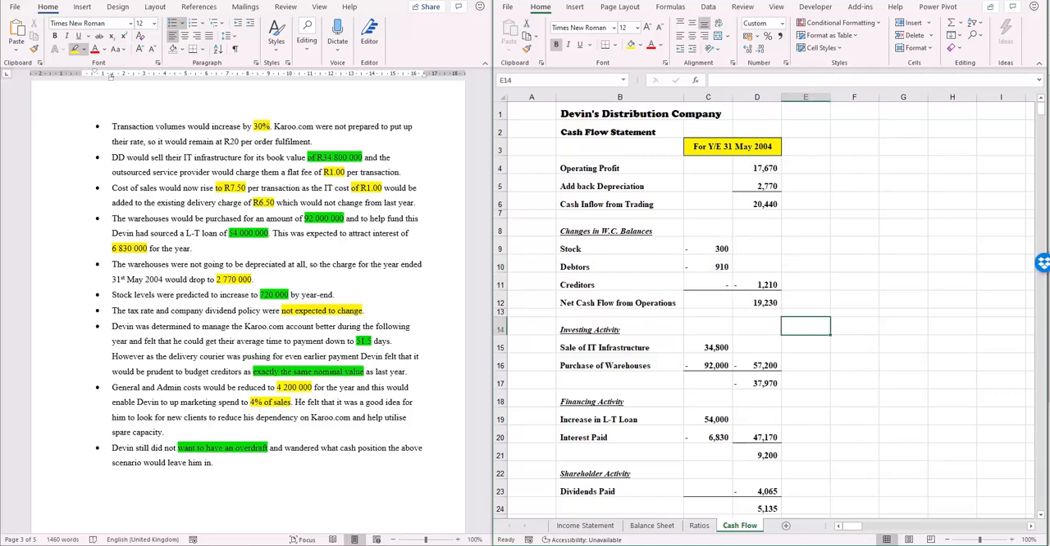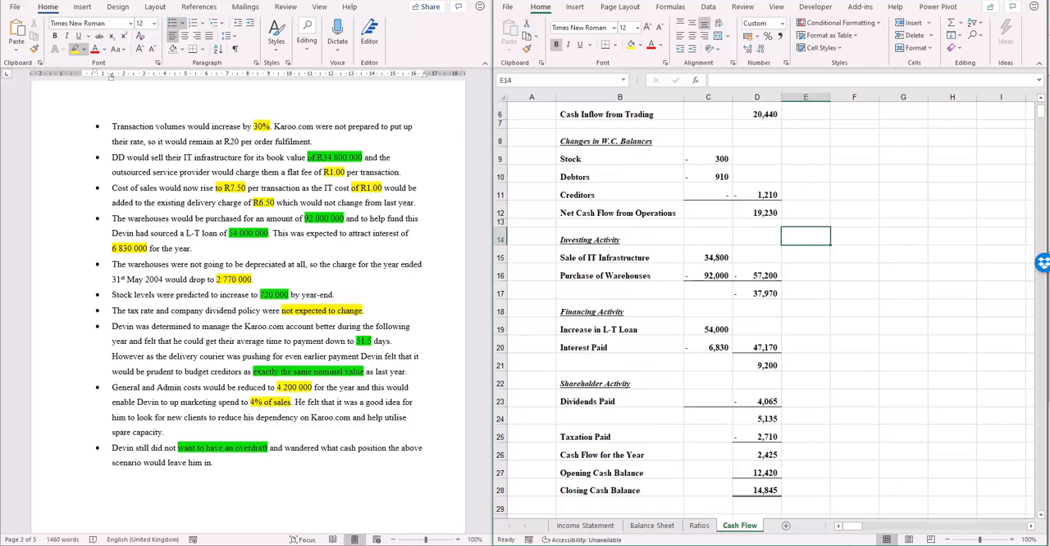Alright, so these are the transactions for working capital. Next up is investing activities. Two transactions here. We sell the IT infrastructure, that's a cash in. We buy a new warehouse, that's cash out.